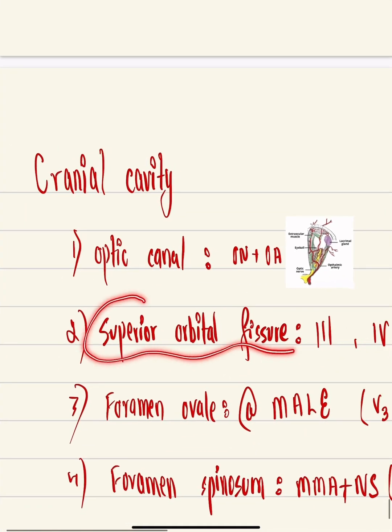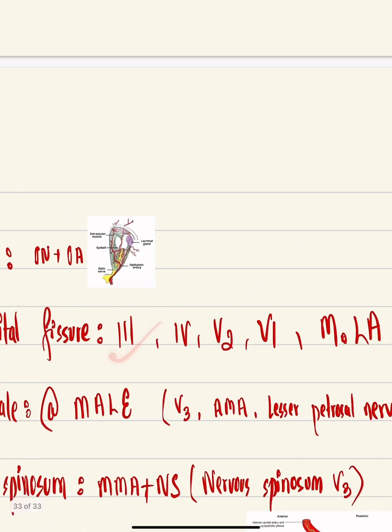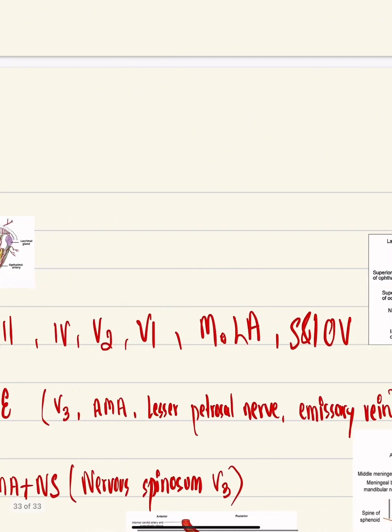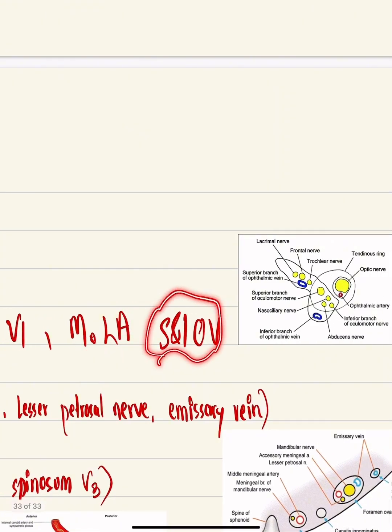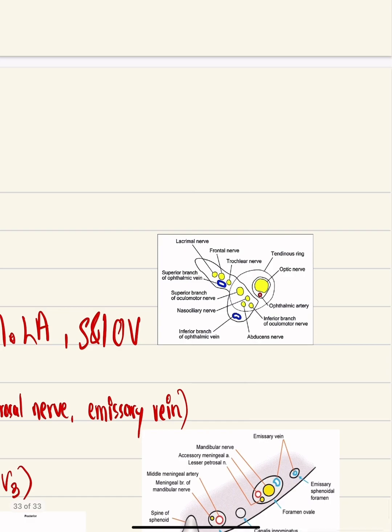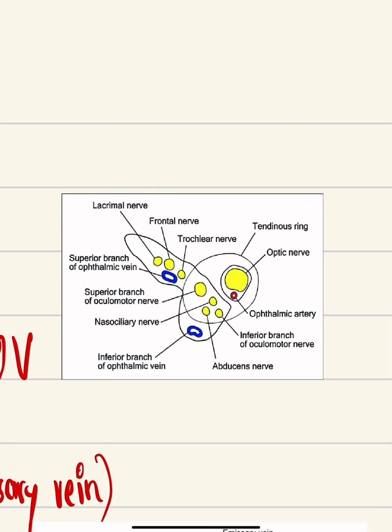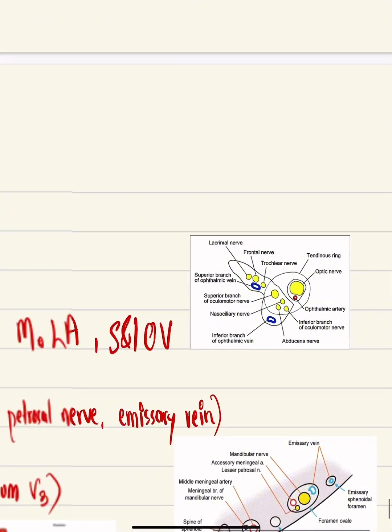And third one is the superior orbital fissure, which harbors the third and sixth cranial nerves, V2 meaning maxillary, V1 meaning ophthalmic, the meningeal branch of the lacrimal artery, and the superior and inferior ophthalmic veins. You can see here it harbors our lacrimal nerve, frontal nerve, trochlear nerve, and this is our optic canal with the optic nerve and ophthalmic artery. This is the superior orbital fissure, and there is our oculomotor nerve, nasociliary nerve, and all.